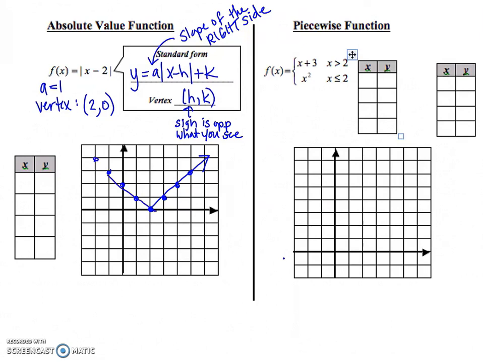If you want to make a table, you certainly can, and I'll fill in a table for you. But I recommend that you just graph it based on what you know about the equation and what you know about your shifts.